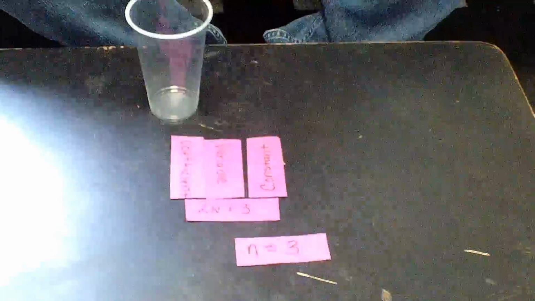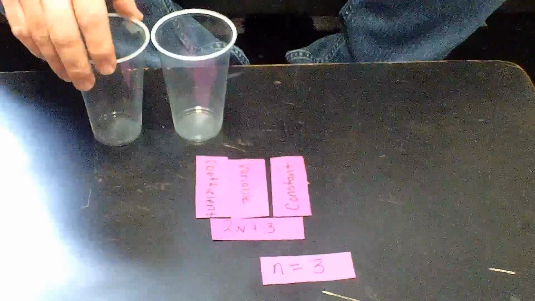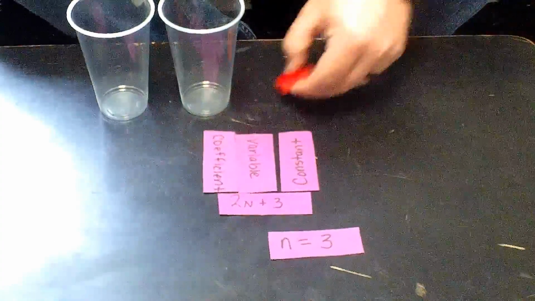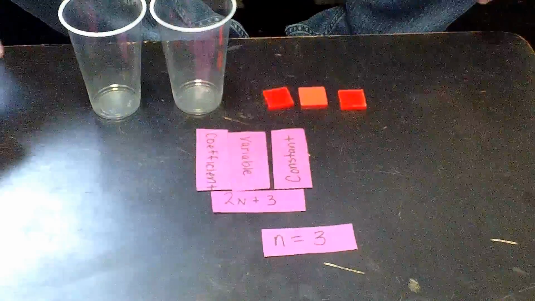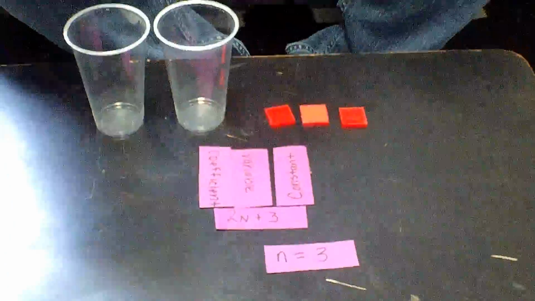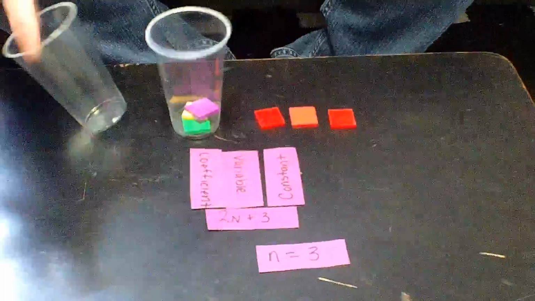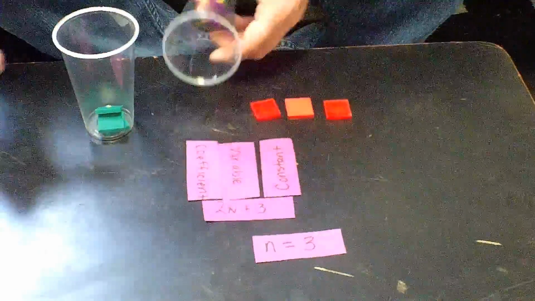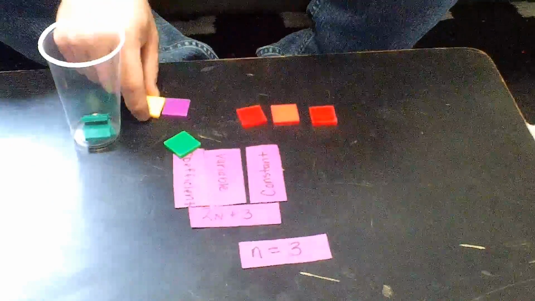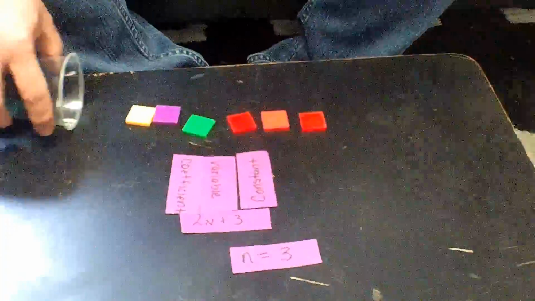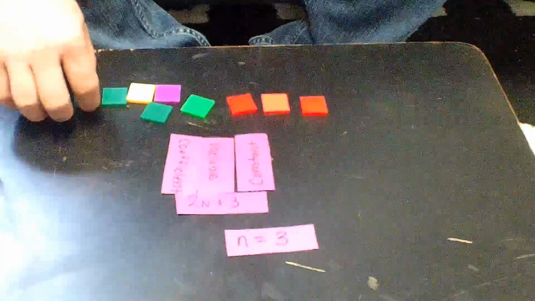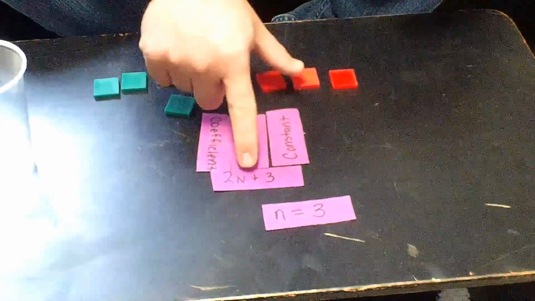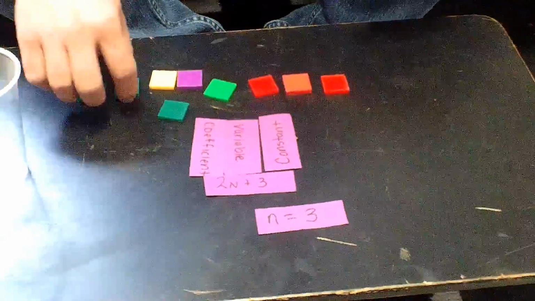So I'm going to have a cup here. I'm going to have 2 cups now. And then I'm going to have a plus 3. So if I know that n equals 3, I'm going to put 3 chips in each cup. And then let me dump them out and see how many chips we get all together. How many chips do we have all together? Well, let's see here. 1, 2, 3, 4, 5, 6, 7, 8, 9. So the value of this expression whenever n equals 3 would be 9.